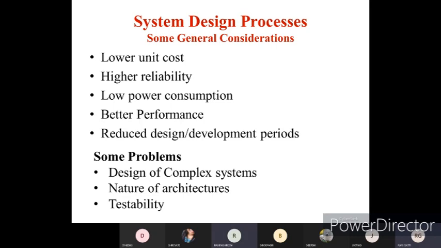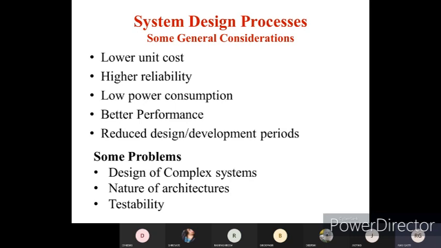Okay, so the next one: when you are considering these general considerations, some problems will arise. So what are the problems you will be arriving at? Some of the problems you need to encounter during this general consideration is, the first one, how best you are going to design the complex system.